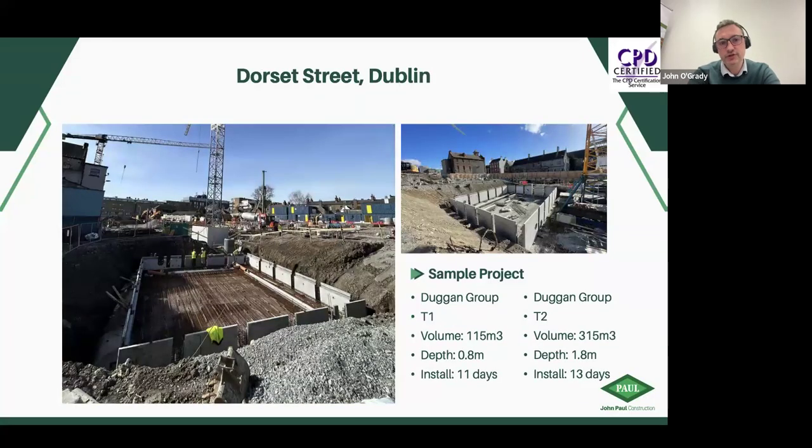Yep. So this is a project in Dorset Street, quite downtown in Dublin, with the Duggan Group, and they had four small tanks on this, shallow, from 800 mil up to 1.8. It's very typical. You see a good mix. It depends on the site. Some of those other ones I showed you were big enough, but the average is between 200 and 1500. That would be a lot of it, and beyond that is a bit less. Albeit in the UK, there probably are bigger tanks on bigger sites.